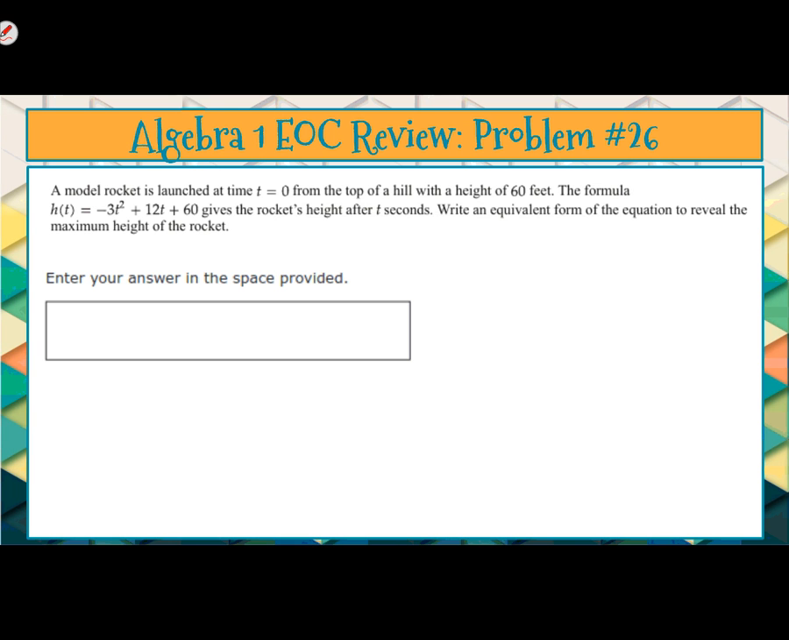So maximum height, I have taught you, means that this needs to be in vertex form. If you don't already know vertex form, you might want to write it down a whole bunch of times, maybe make a flashcard and go over it before the EOC, because it is not on your formula sheet. The vertex form of a quadratic is y equals a(x minus h) squared plus k. H and k are your vertex. Remember, a is something we're going to take from the original equation.